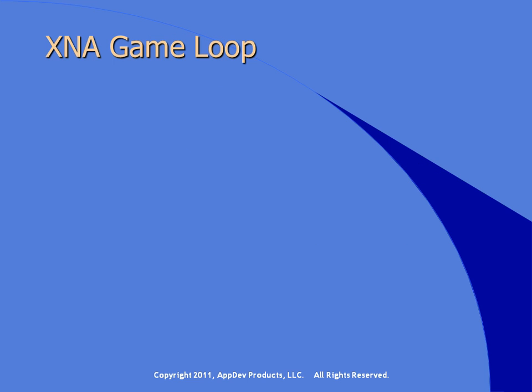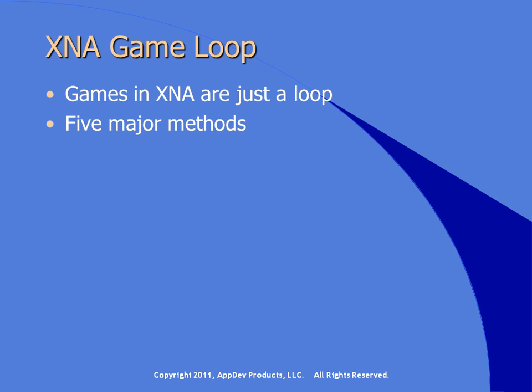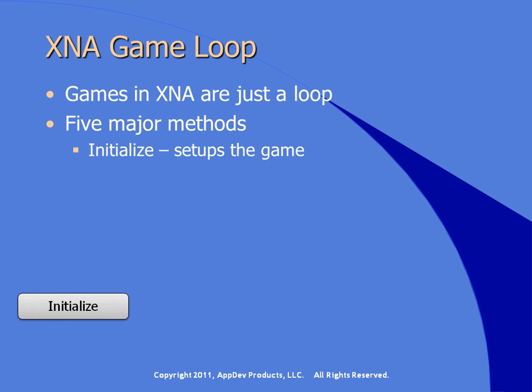So I've mentioned once or twice that XNA games are basically just a continuous loop. And inside that loop, or at least around that loop, there's 5 major methods that you'll deal with. When your application first starts up, we'll have an initialize method that we can write our own code in. It'll be called for us by the runtime, and that's going to be where we set up the game.